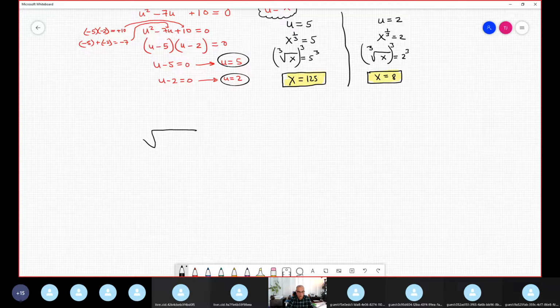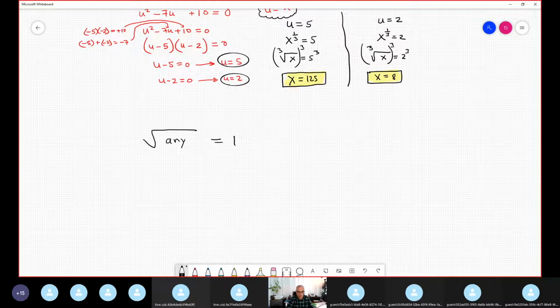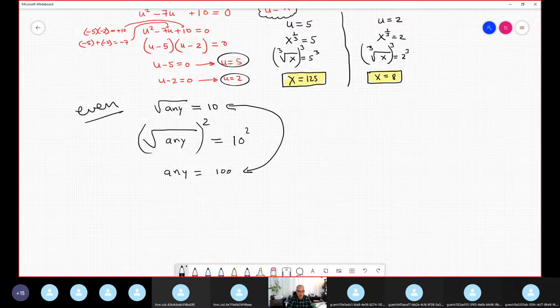Square root of any expression equal 10. Well, this is a radical equation. You square both sides. Nice. This is any expression equal 100, because 10 times 10 is 100. This equation is not 100% equivalent to the original, because the index of this radical is 2. Like what happens when it's 4 or 6. So when the index is even, you have to check it.